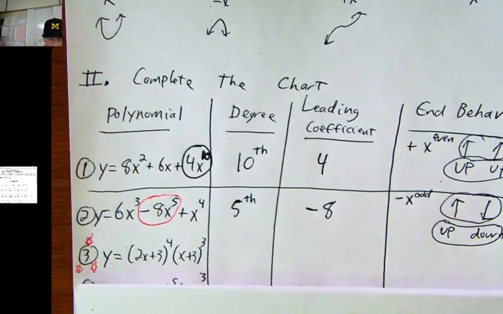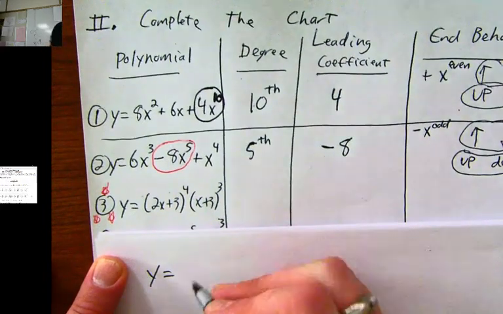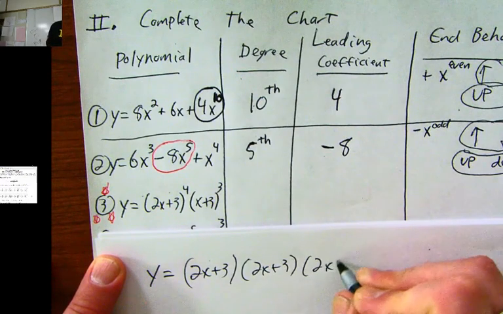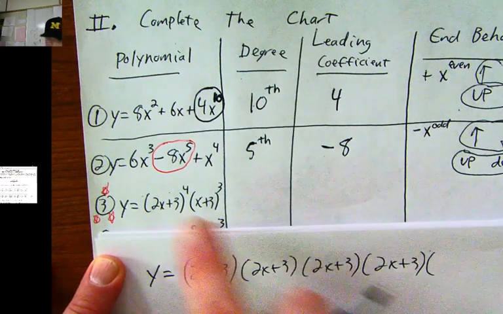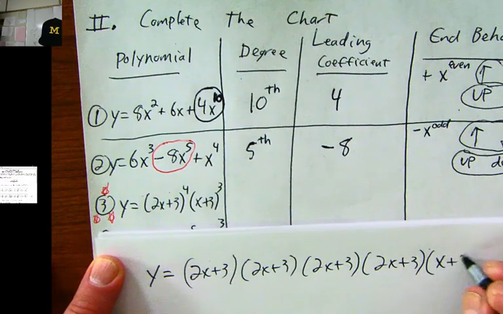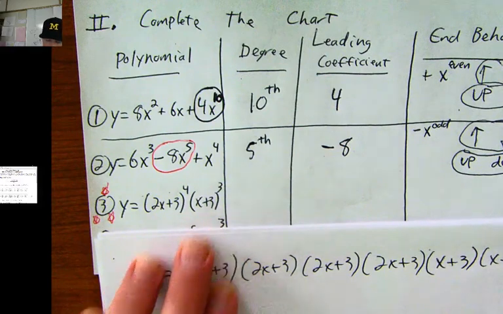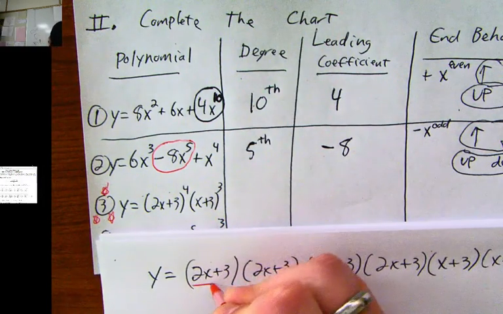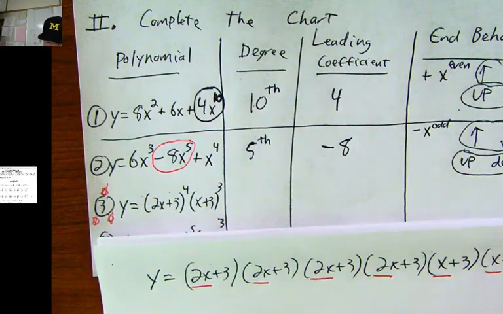On number 3, when it's written like this, you could view it as 2x plus 3 times 2x plus 3 times 2x plus 3 times 2x plus 3 times, that's 4 of them, x to the 4, plus x plus 3. There's 3 x plus 3's according to this. So the first term, the leading coefficient, is going to come from going 2x times 2x times 2x times 2x times x times x times x.